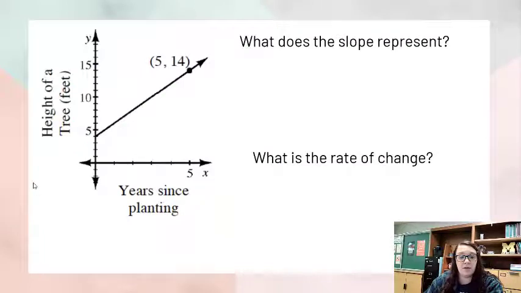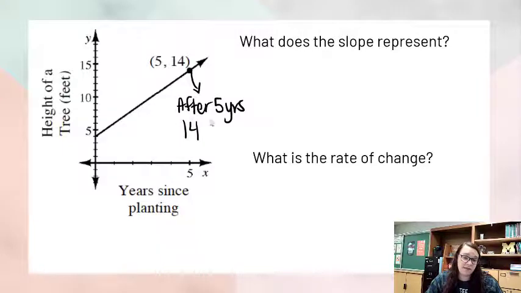All right. So here's a different mindset. I've got a picture here, and notice that the X and Y's have changed a little bit. The X says years since planting, and the Y says height of a tree. So I can see what this is talking about here. We planted a tree, and maybe 1 year in it tells me how high it was, the height of it, 2 years in, and so on. So notice there's that point bolded in 5, 4. That is a situation where it's saying after 5 years, the tree was 14 feet tall.